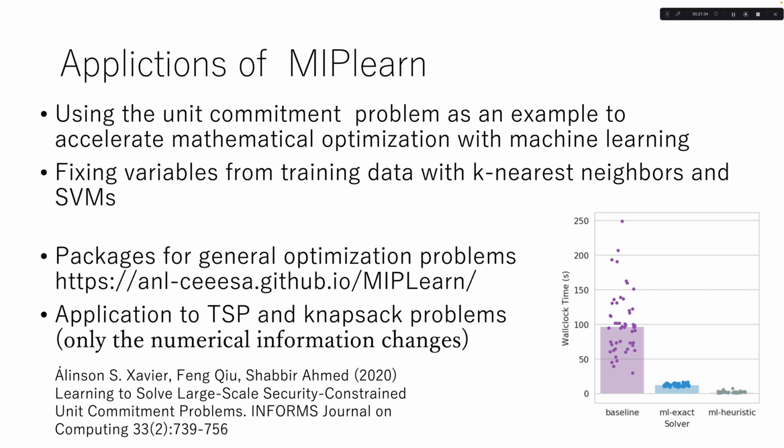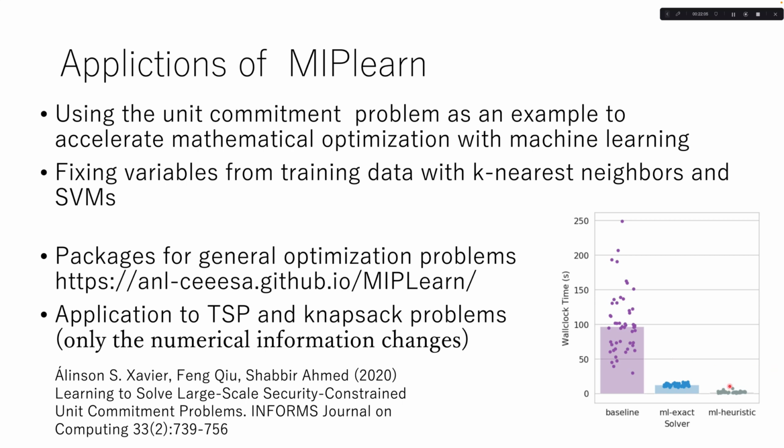A general-purpose package for combinatorial optimization problems is also available. Examples include the traveling salesman problem and the knapsack problem, where the structure is the same, and only the numerical information changes. The experimental results on the bottom right of the slide demonstrate that MIP Learn can be used for both exact and approximate solutions. Compared to solving the MIP problem without MIP Learn, leftmost, the methods using MIP Learn, middle and right, achieve significant speed improvements.